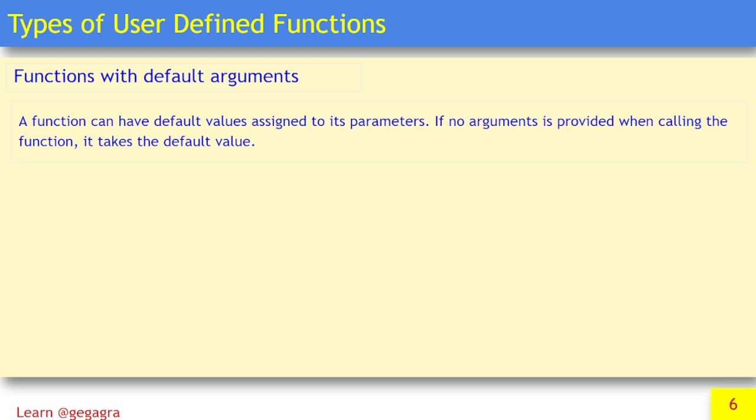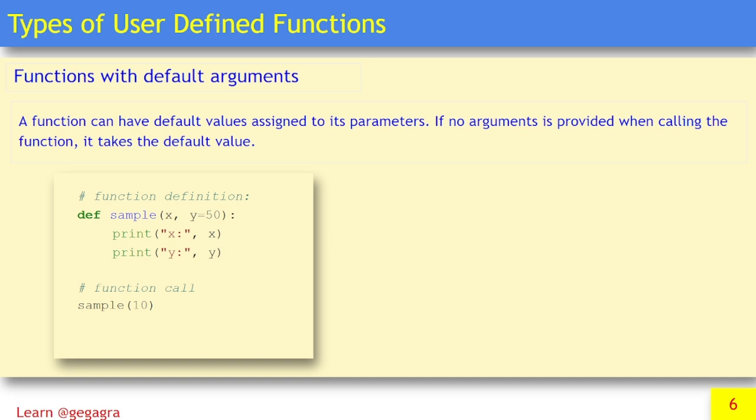For example, see here, def sample(x, y=50). So x and y are the parameters, and here y is the argument which is initialized to 50. It prints the value of x and the value of y. When I call the function sample, here I am passing 10, and 10 will move to x. And what about y? y will use its default value, that is 50. Hope you understood the concept.